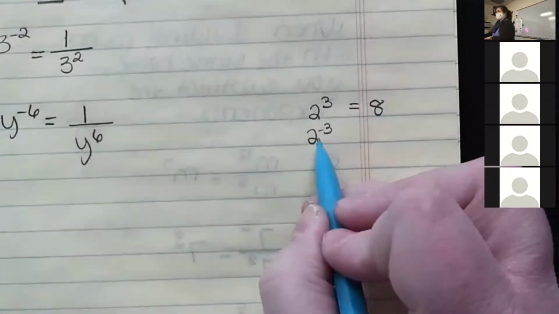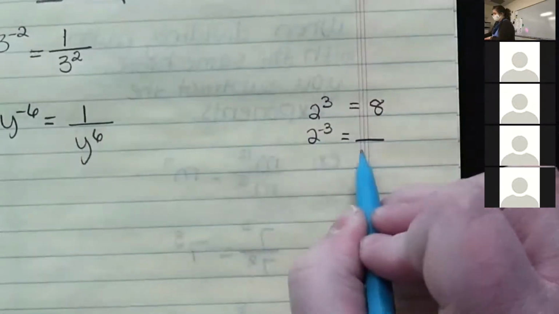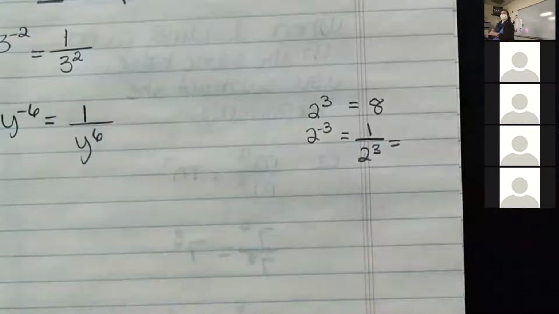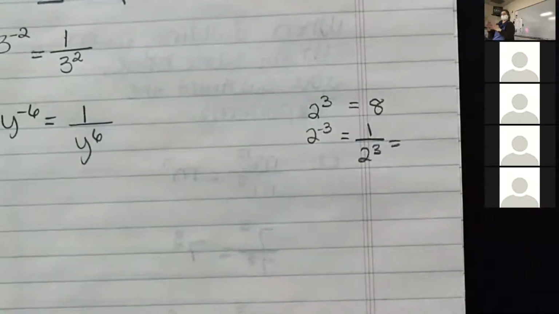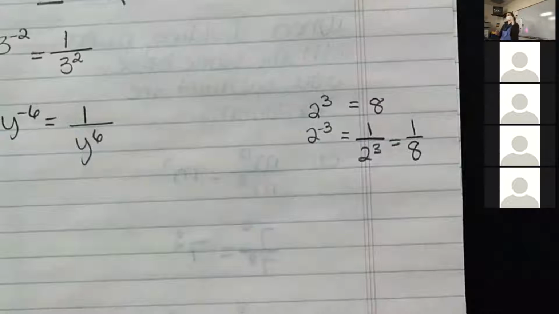Now this one, he's not happy upstairs. Where does he need to go? Downstairs. What goes on the top then if he's downstairs? A 1. What's 2 to the 3rd there? 8. So this is 1 over 8. 1/8 compared to 8. Do you see how that's a huge difference, right?